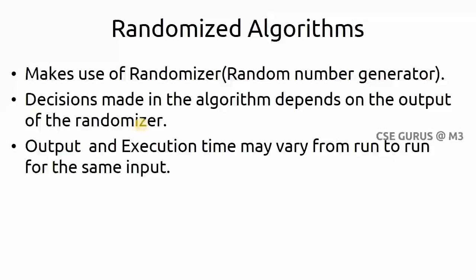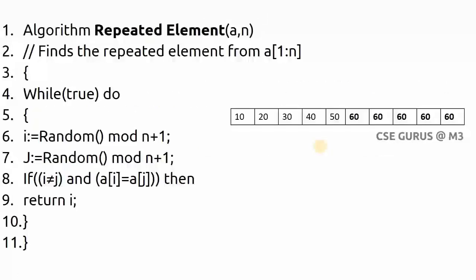First we'll go for an example, then we'll come to the theory part, what this randomizer is. I'm taking one algorithm of finding a repeated element. Now you are seeing a set of 10 elements here. The first 5 elements are different, and the next 5 places of the array store the same element. Now my question is, what is the element that is repeating in the array? You need to find that and write an algorithm.